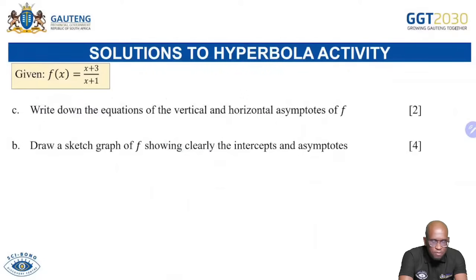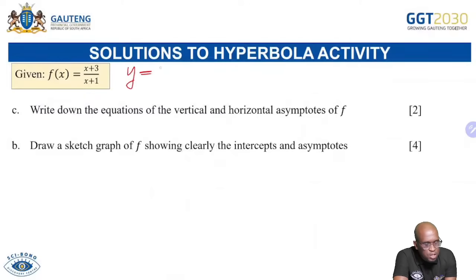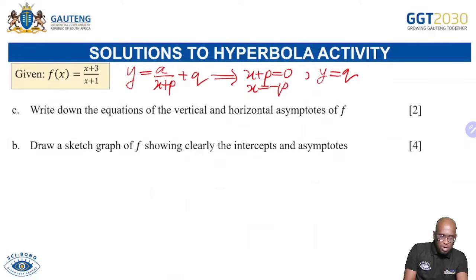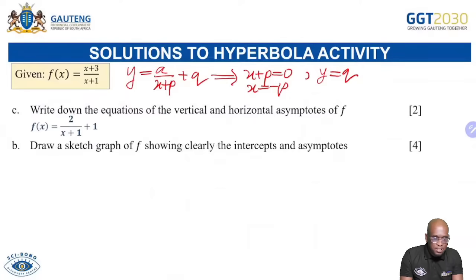Write down the equations of the vertical and horizontal asymptote. Remember, for you to do that, you need an equation in the form x plus p plus q. If you have it in that form, then x plus p equals to 0, x is equals to negative p. This gives you the vertical asymptote, and then you would have that y is equals to q, and this gives you the horizontal asymptote. All right, so you need the equation to be written in what? In this standard form.